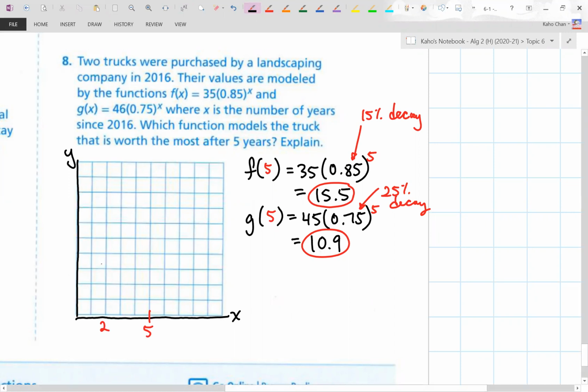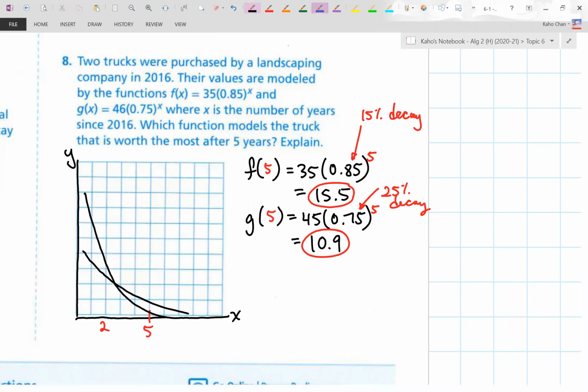The graphs look like this. Whoops, that was really bad. Sorry about that. All right, there they are. This is g of x, and this is f of x.